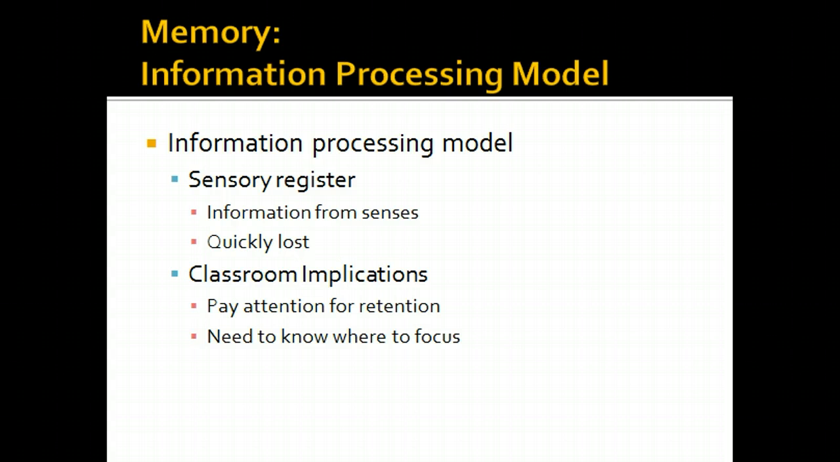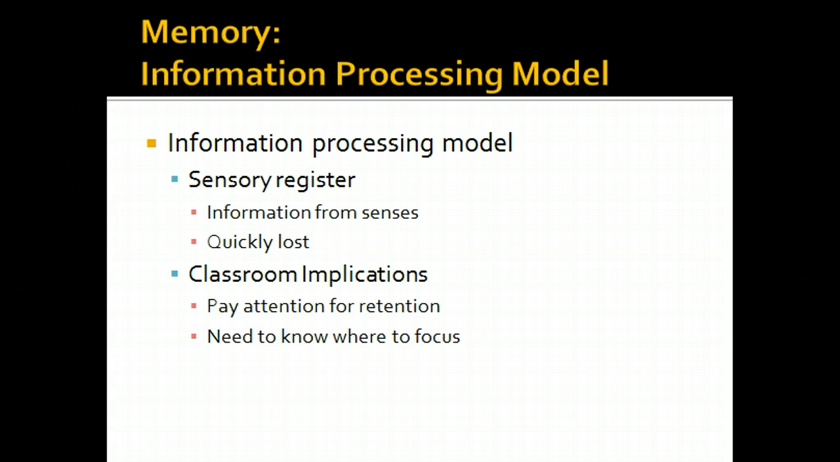We'll begin by talking about the information processing model. The first step of the information processing model is the sensory register. So this is a holding area for information coming in from all of your senses. Everything that you're seeing and hearing and smelling and tasting and feeling, all this information is coming in to your sensory register, and most of it you're not even aware of at all. Because that information, if you don't pay attention to it, it's quickly lost.